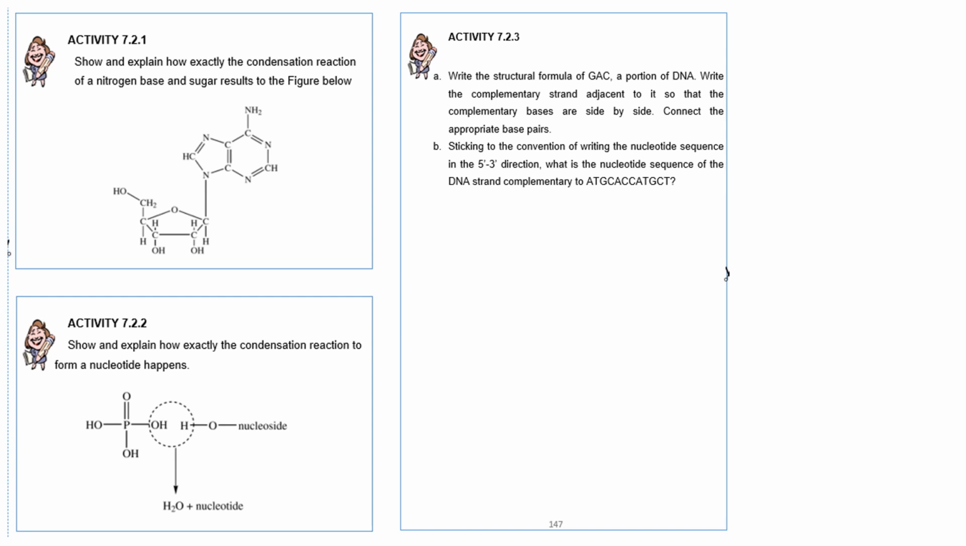Remember that your guanine is only paired to cytosine for DNA. Your adenine is only paired to thymine. So you do that part, the complementary strand. For letter B, sticking to the convention of writing your nucleotide sequence in the 5' to 3' direction, what is the nucleotide sequence of the DNA strand complementary to ATG, CAC, CAT, GCT? So expect a lot of this in your quizzes and especially in your exam.